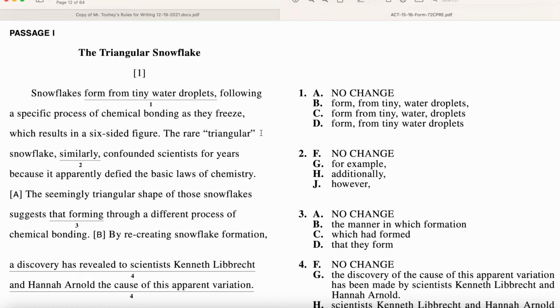Six-sided figure. Right? Yes, sir. Is that what it's saying, right? And then we've got this in the second sentence, right? This triangular snowflake confounded scientists for years, confused them because it appeared to defy the laws of chemistry. So I would agree that's definitely contrast. Like normally this happens, but in this case this happens. Does that make sense? Yeah. Why that's contrast? Yes, sir.